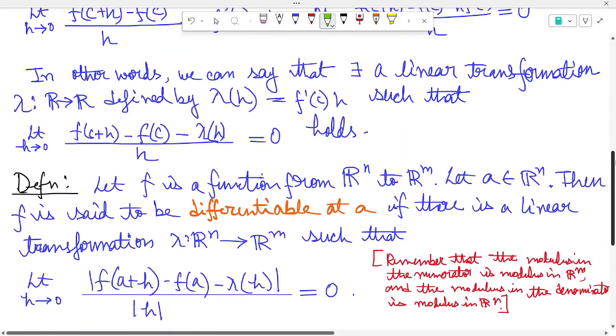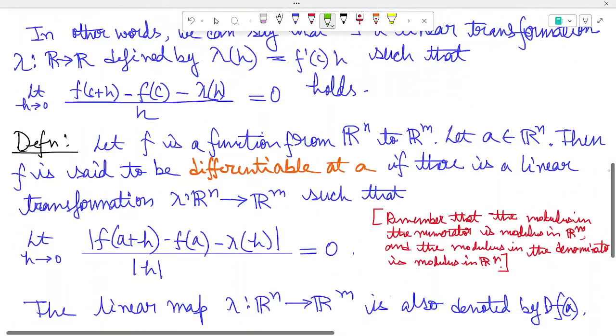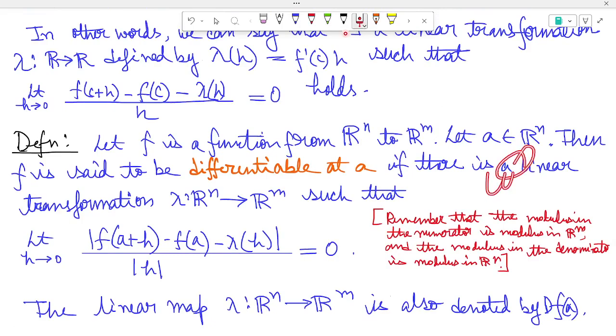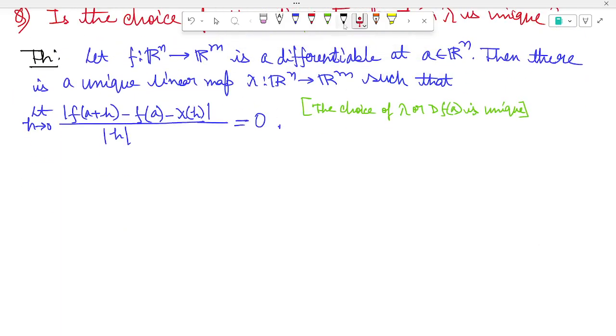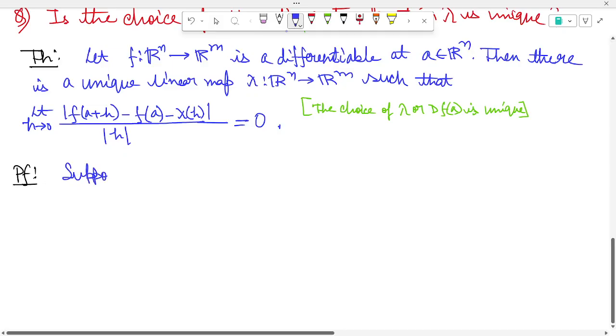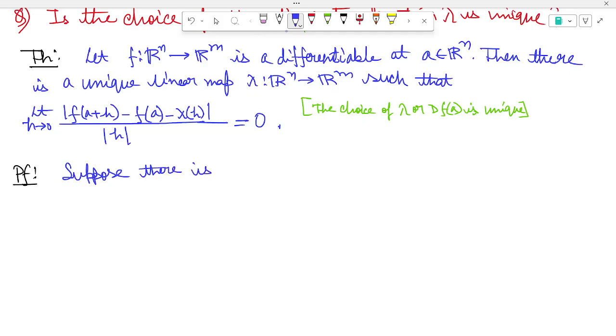So if I can prove this, then in my definition I can replace 'a' by the word 'the'. So I need to prove this. Suppose there is another linear transformation that will satisfy this.